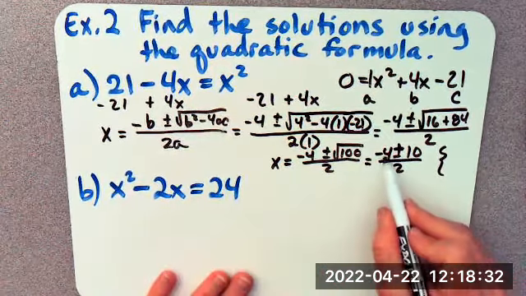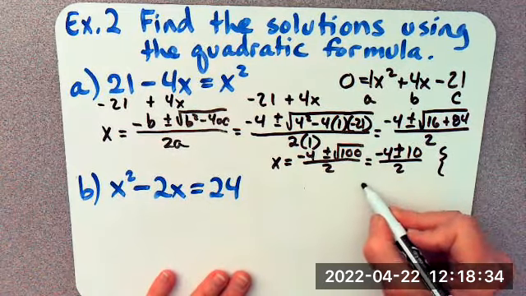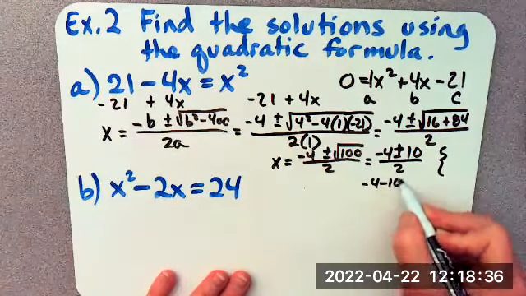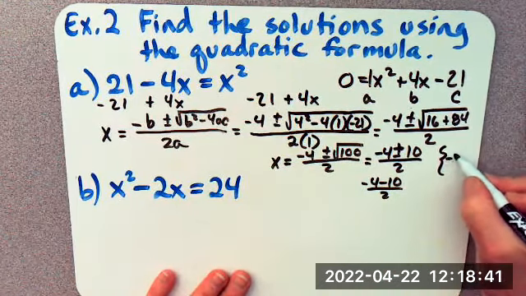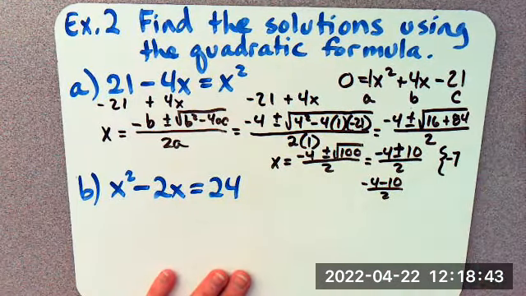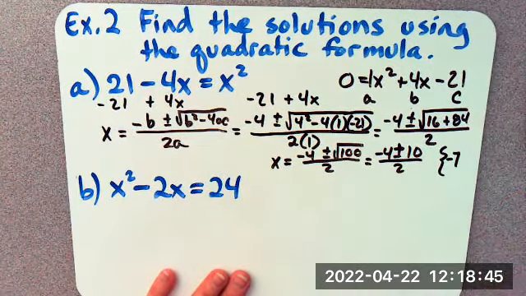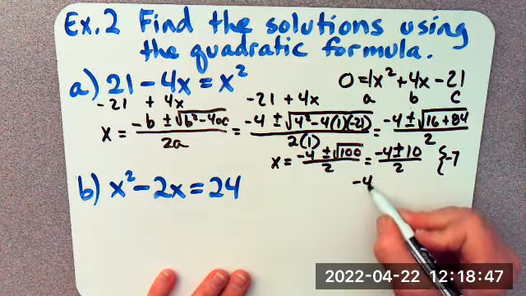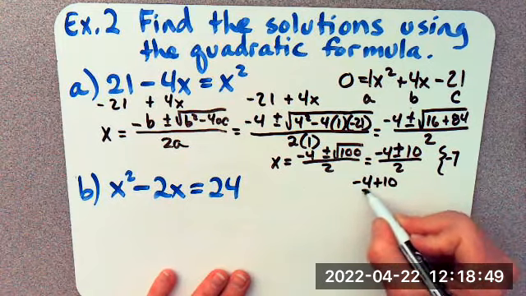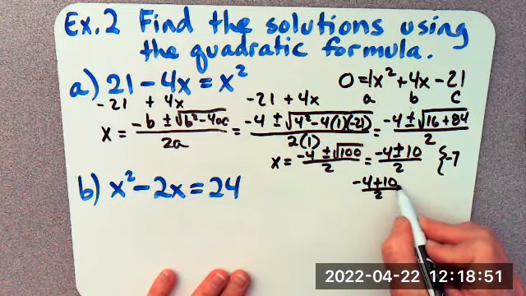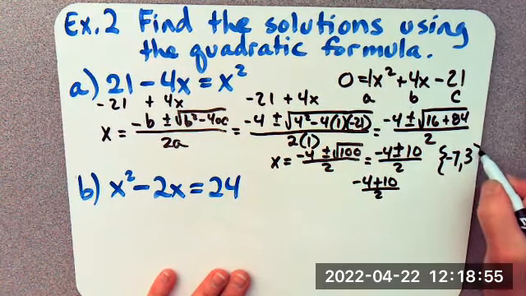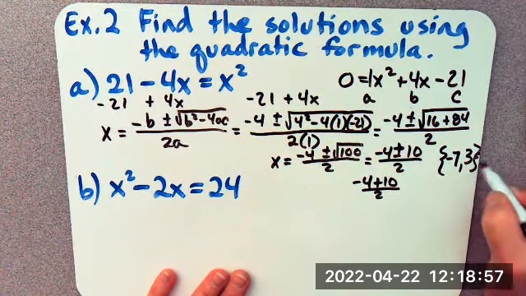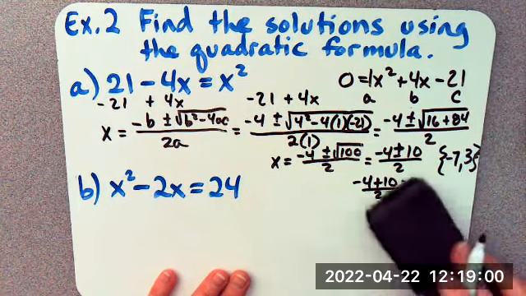So we'll have -4 minus 10 over 2. So that's -14 divided by 2 is -7. And then we have -4 plus 10 divided by 2. So that gives us +6 divided by 2. So our solution set for this is -7, 3.